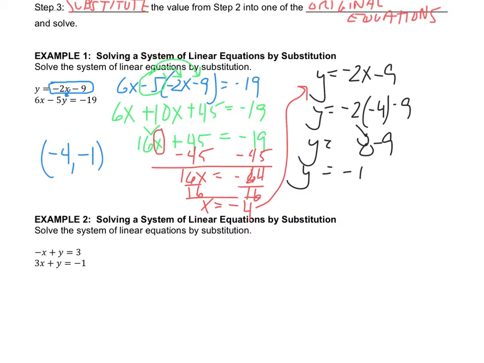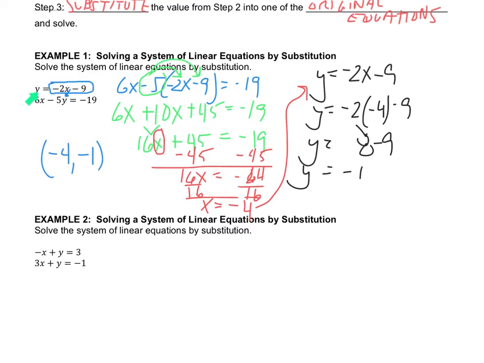Now, ideally we do a check. Just like with the graphing method, we said you should plug it back into C. So I'm going to do one just orally so you can hear it. Negative 1 would fill in here. Negative 4 would fill in there. And then negative 2 times negative 4 is 8 minus 1.